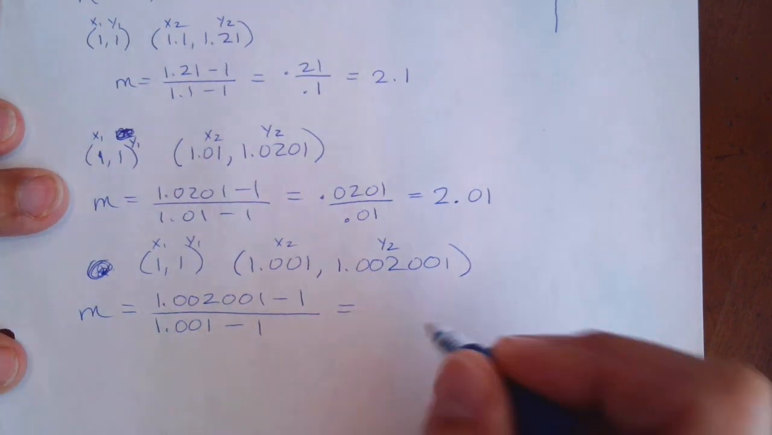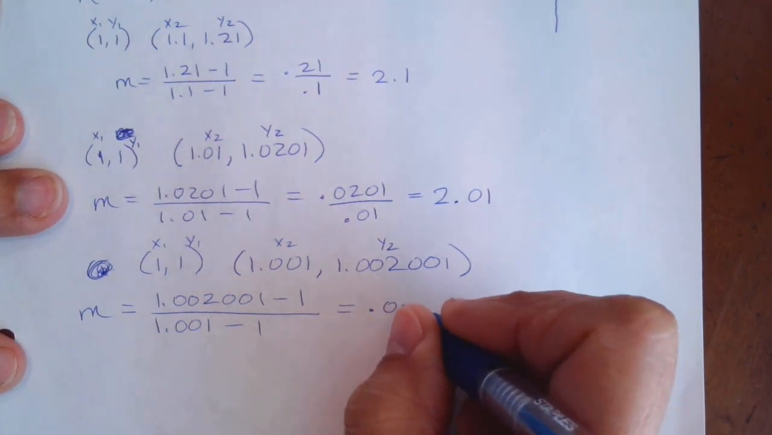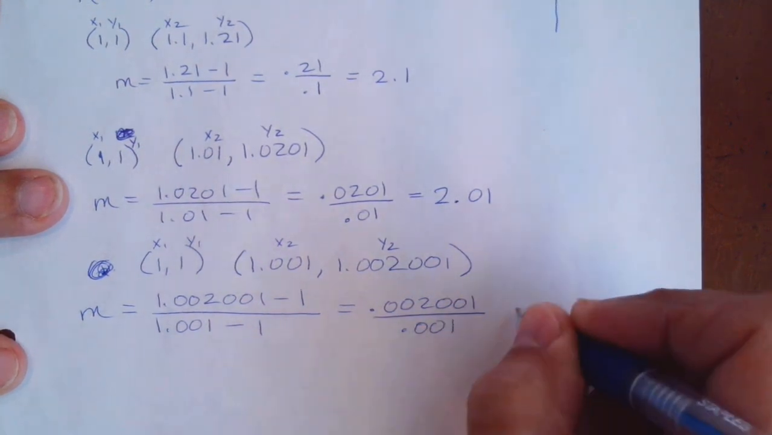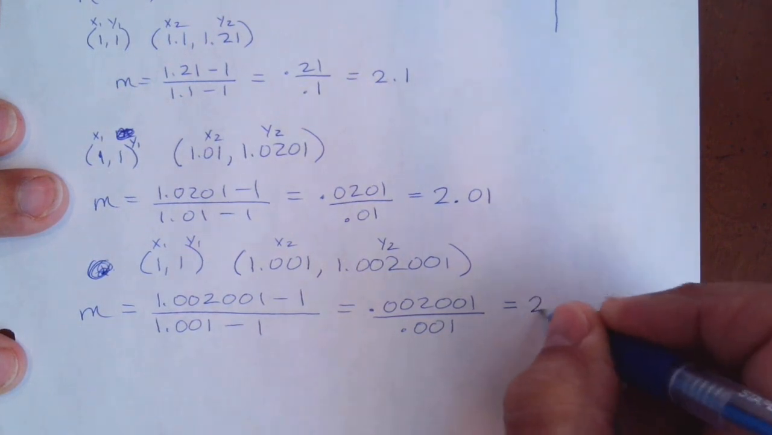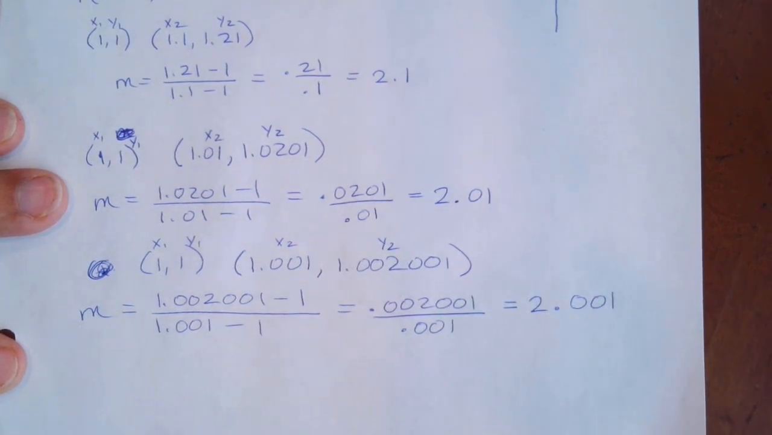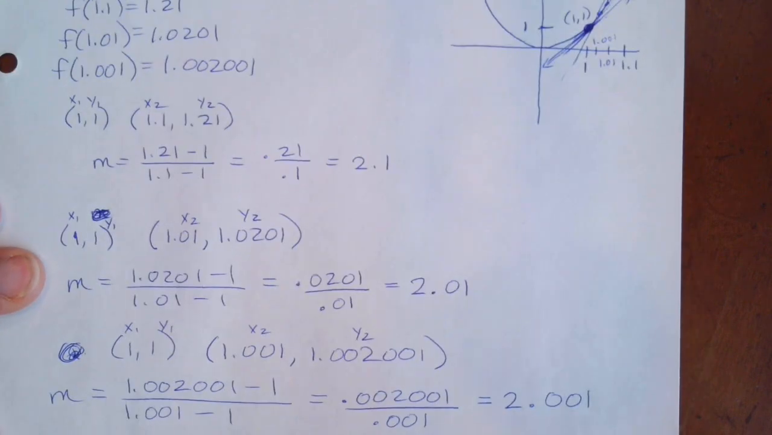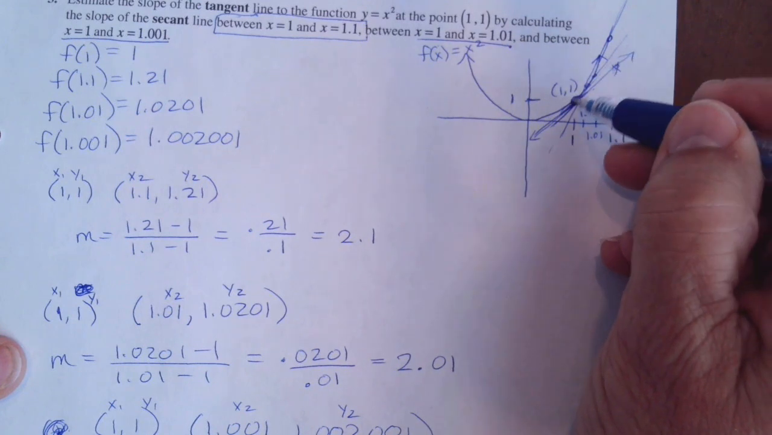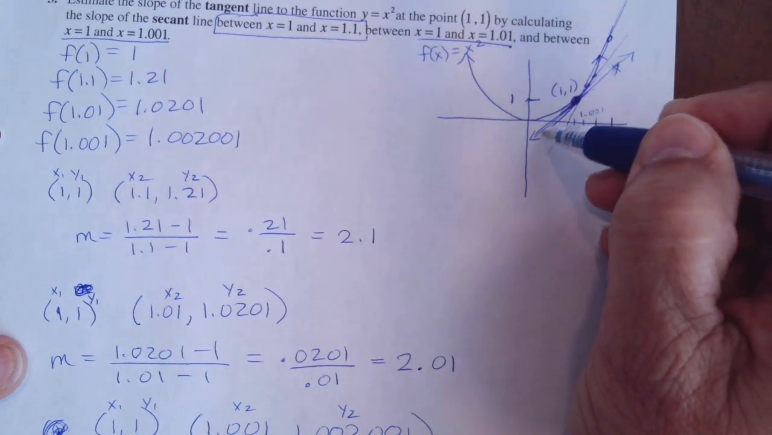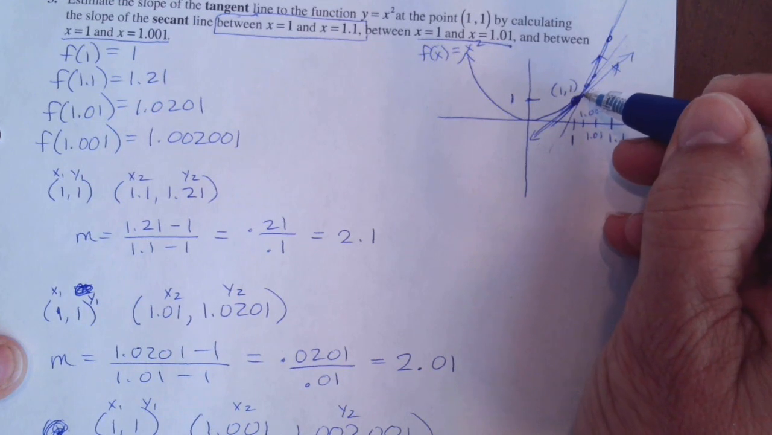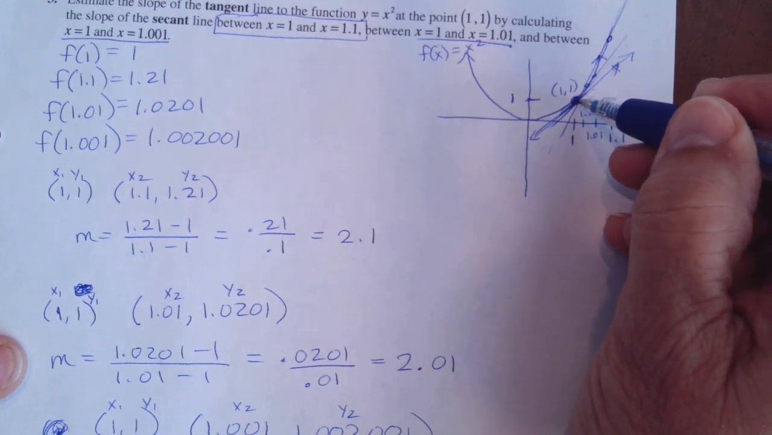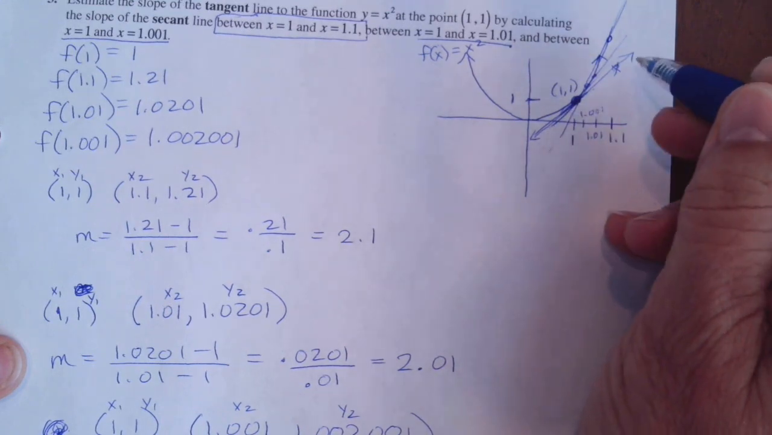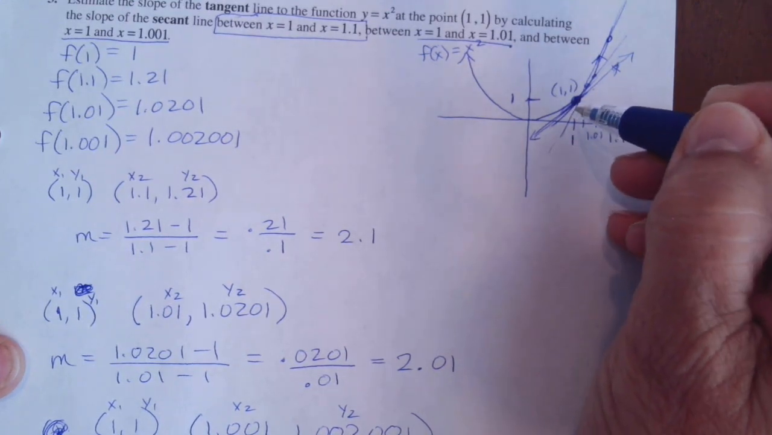Okay, so we work that out. We get 0.002001 divided by 0.001, and that's going to give you 2.001. Okay, so again, think about what we're doing. We're finding slopes of the secant line as the secant lines get closer and closer to the second point being right on top of this point. And as we do that, the secant line is going to get closer and closer to looking like the tangent line. Okay, so that is a limit problem.